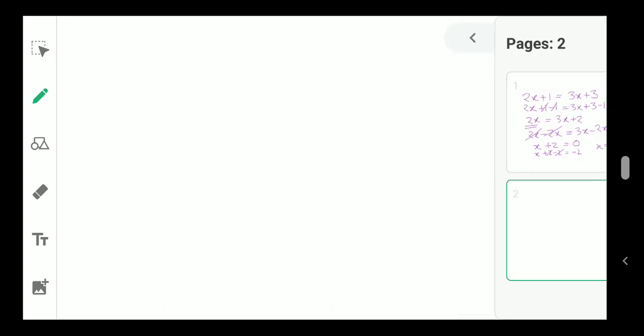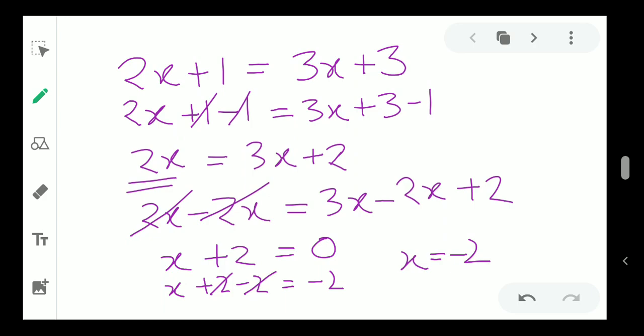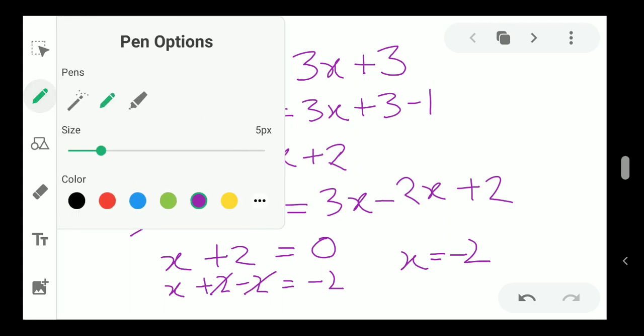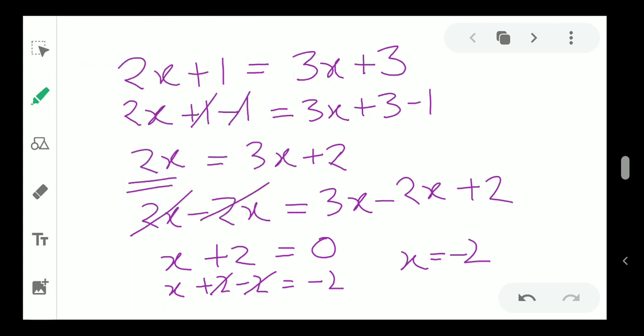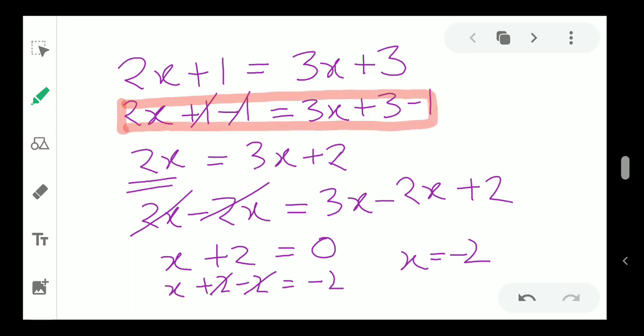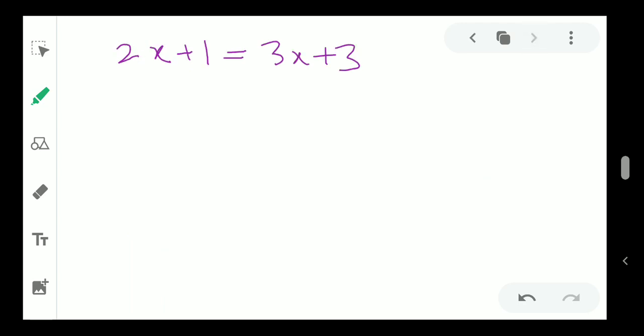In our short tricks procedure, we are going to take the same thing, like 2x plus 1 equal to 3x plus 3, same thing. But generally right now what we are going to do is skip some of the steps, the steps where we are adding this plus and minus, we are going to skip them. Many of you I think you know, but still.